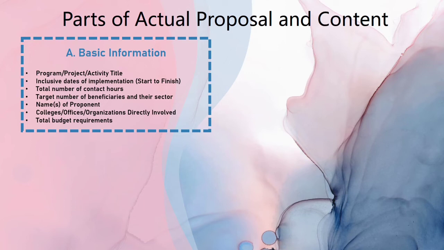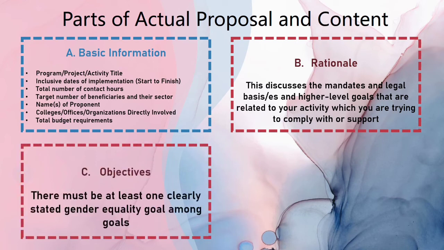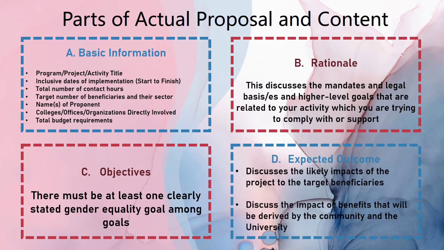While the rationale discusses the mandates and legal bases and higher level goals that are related to your activity, which you are trying to comply with or support. And objectives, there must be at least one clearly stated gender equality goal among the goals. Expected outcome discusses the likely impacts of the project to the target beneficiaries in terms of their knowledge, skills, and attitudes. Also discuss the impacts or benefits that will be derived by the community and or the university.